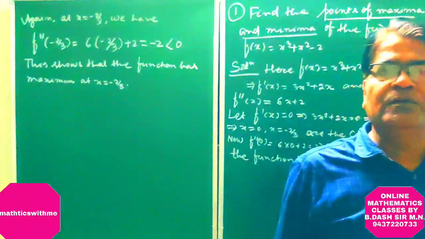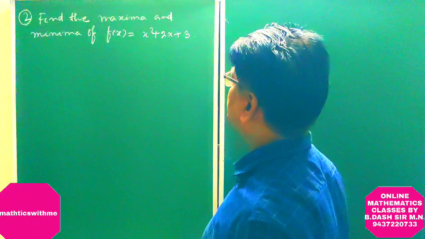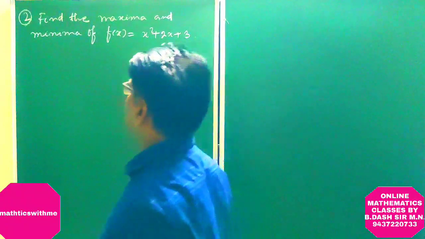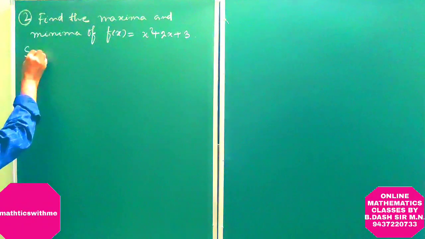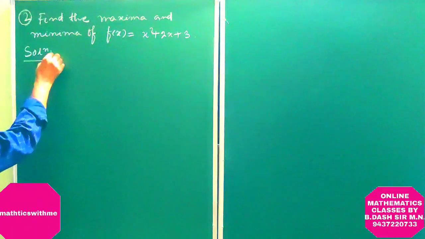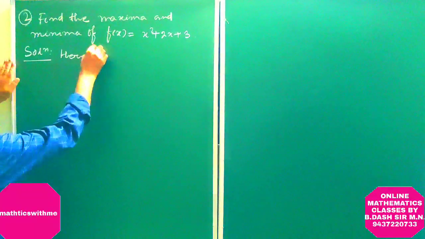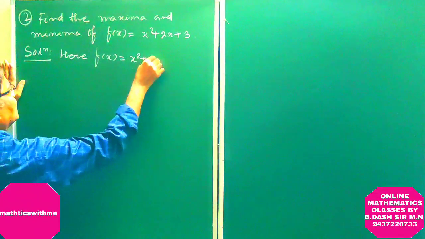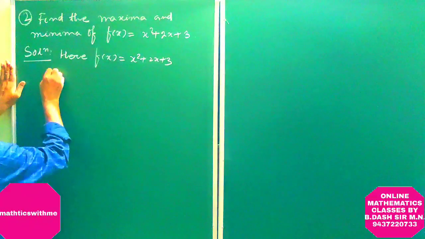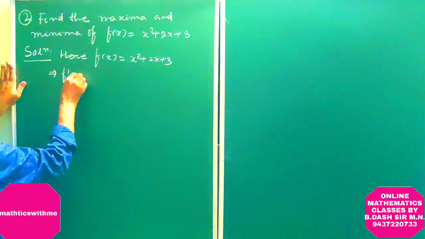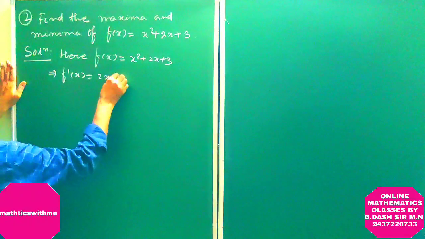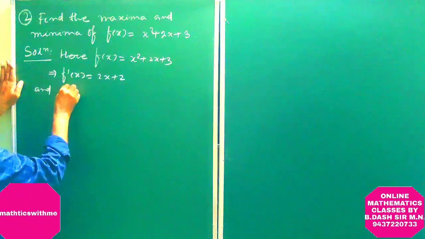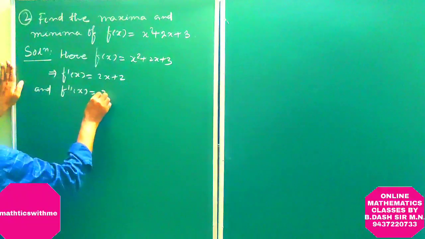Now let us proceed to solve the next problem. Find the maxima and minima of f(x) is equal to x square plus 2x plus 3. Now solution. Here f(x) is equal to x square plus 2x plus 3. Now f dash of x is equal to 2x plus 2 and f double dash of x is equal to 2.